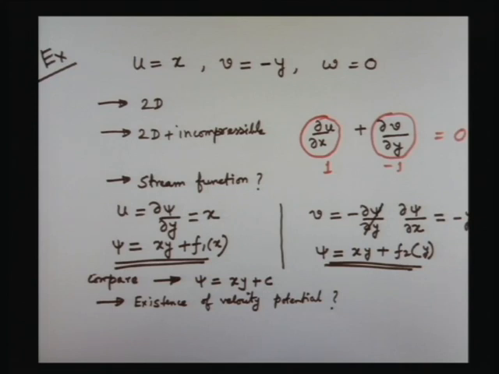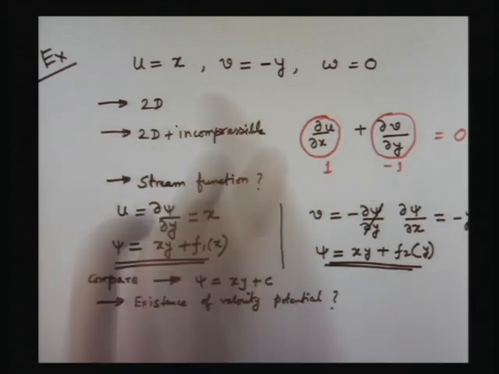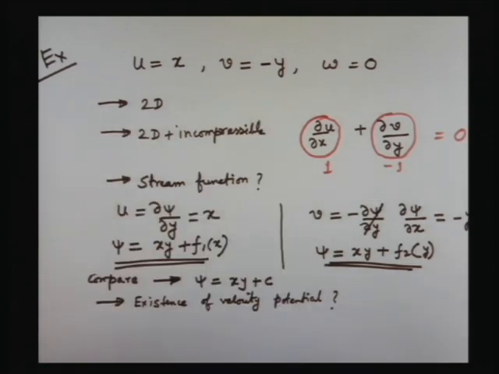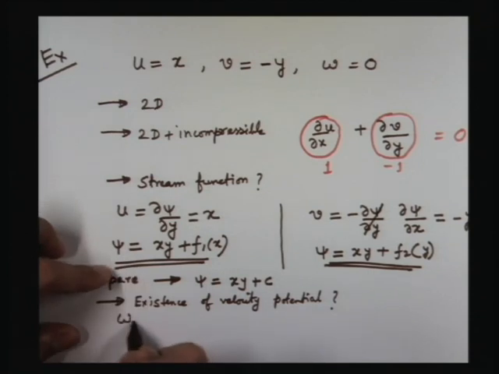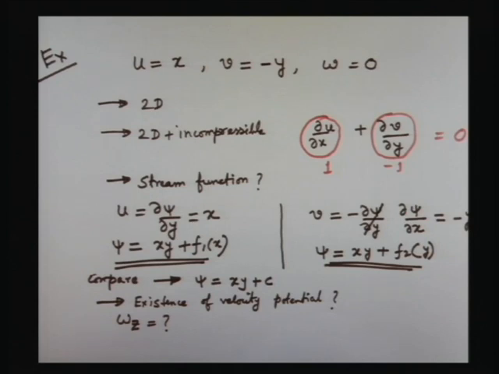To inquire on the existence of velocity potential, what we must check? We must check whether the flow is irrotational or not. This is a two-dimensional velocity field, where the flow takes place in the xy plane. So if the flow is taking place in the xy plane, it is good enough for us to check whether the angular velocity with respect to the z axis is 0 or not.